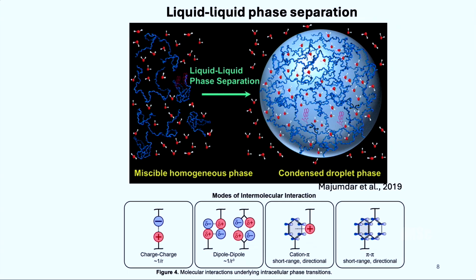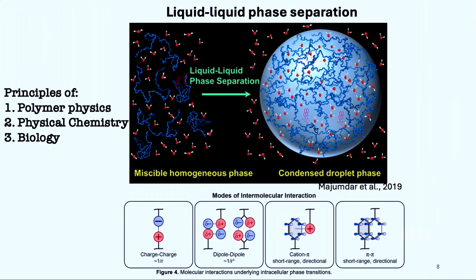And this is one of the fundamental bases of assembly of biomolecular condensates in the cells, including the P bodies and the stress granules that I was showing you in the previous slide. So this is how they assemble, and we are focusing on their disassembly part.